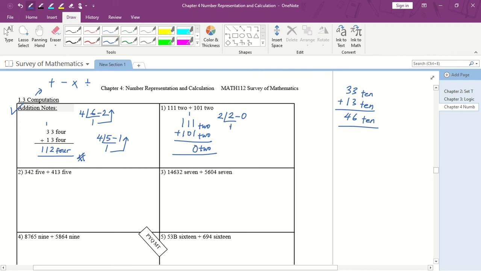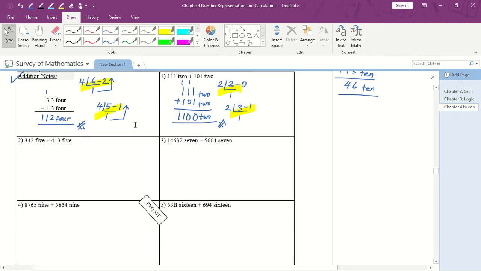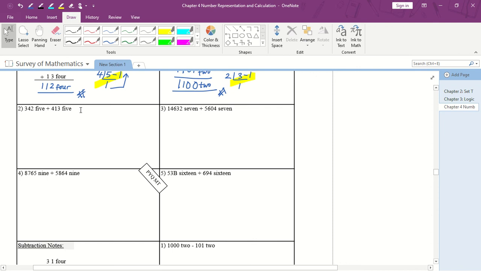Let me redo this step by step: 1 plus 1 is 2, so 1, 0. And here 1, 1 and the carry makes 3. So 3, changing to base 2, becomes 1, 1. So it will be 1, 1, 0, 0. That's the answer. If you are not familiar with how to change like this, feel free to go back to the previous video and learn how to change from base 10 to other bases. And let's continue.